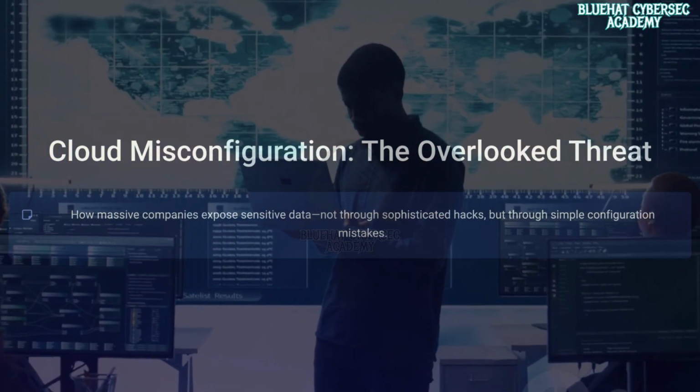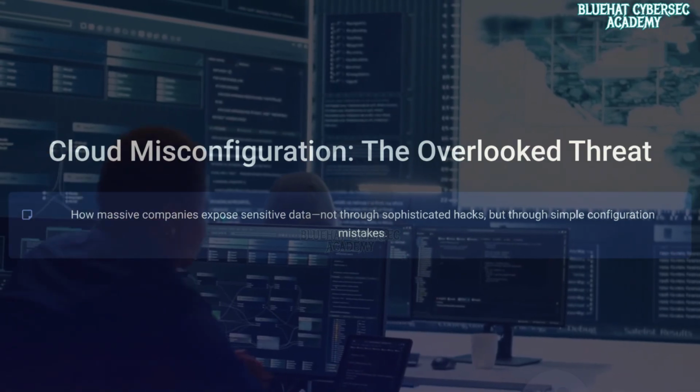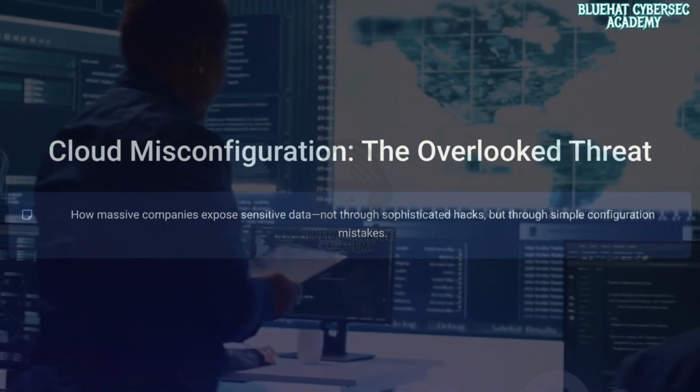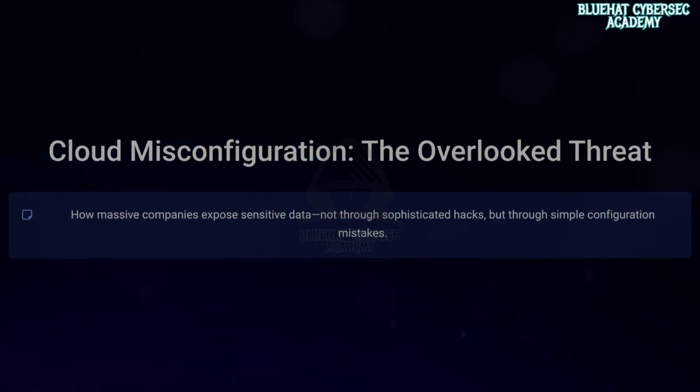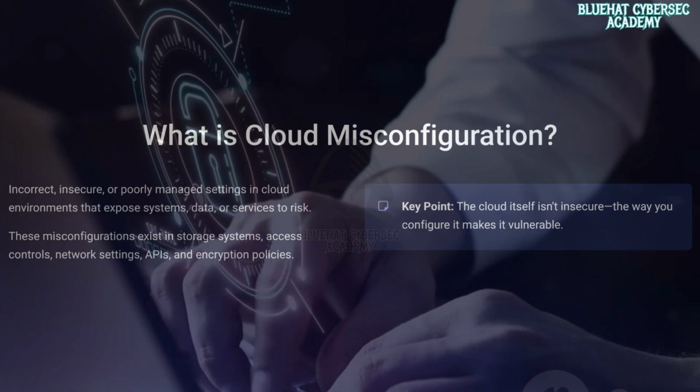In this guide, we'll go deep. You'll understand what cloud misconfiguration really is, why it happens, how attackers exploit it, and, most importantly, how to prevent it. What is cloud misconfiguration?